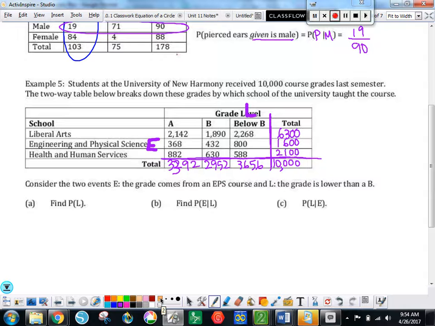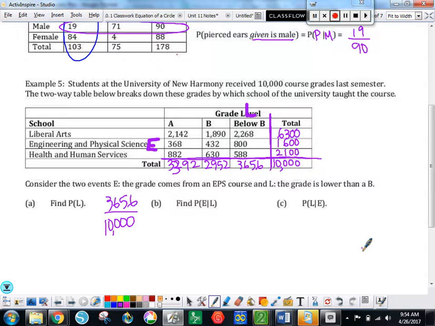All right, so I just want to find the probability that L is happening. Is this a marginal, a joint, or a conditional? This is marginal. You're just looking at what's the probability that some kid graduating in one of those three colleges will be below a B. 3656 out of what? 10,000. Let's just say that we're not reducing a fraction.